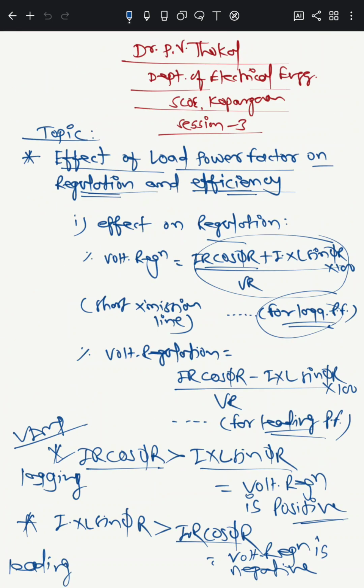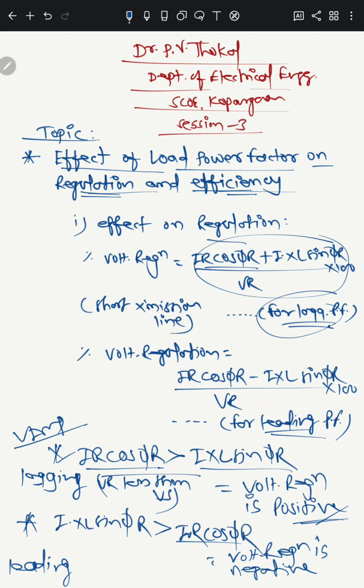Let us quickly revise the conclusion. Point number 1: when the load power factor is lagging or unity, and I R cos phi R is greater than I X L sin phi R, then voltage regulation is positive. That is, receiving end voltage V R is less than sending end voltage, so V R will be less than V S.